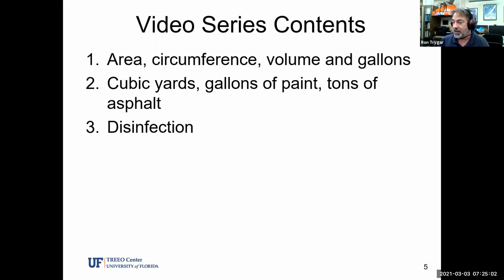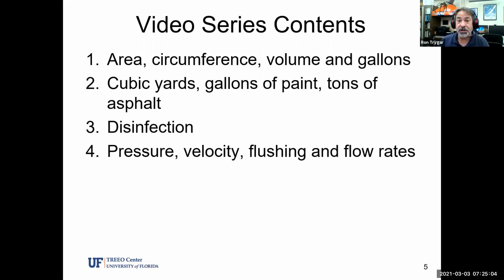We will be getting on section 4 into pressure, velocity, flushing, and flow rates. That's a lot of pipe dimensions and cubic feet within a pipe, and calculating into gallons, and then figuring out how much water is moving through the pipes. So there's a lot to do there.